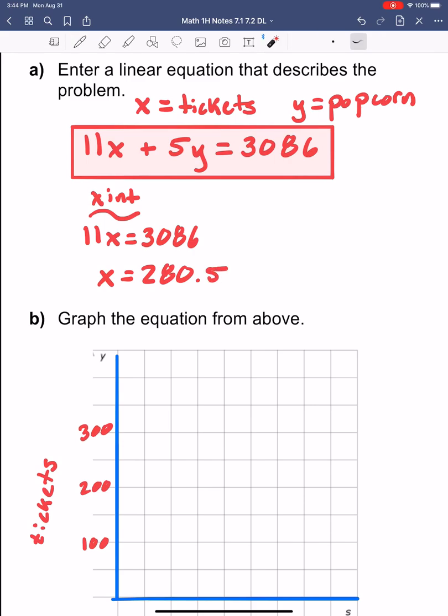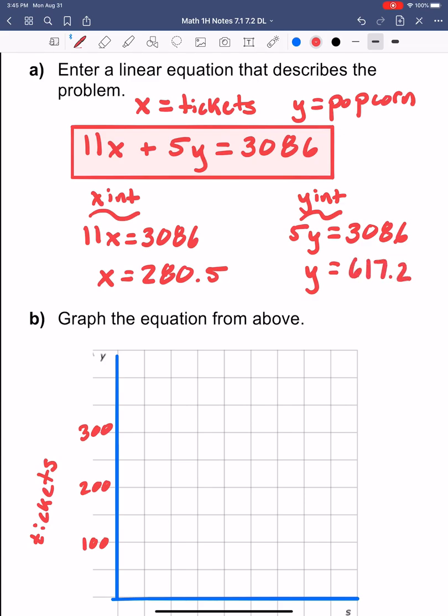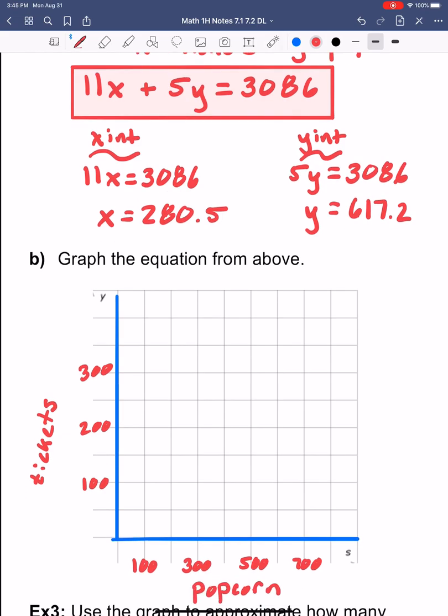And then if I plug in 0 for x, that'll give me the y-intercept because the x term disappears there. And so my y-intercept equation looks like this: 5y equals 3086. Divide both sides by 5, and I get 617.2. And so I've got my intercepts there.